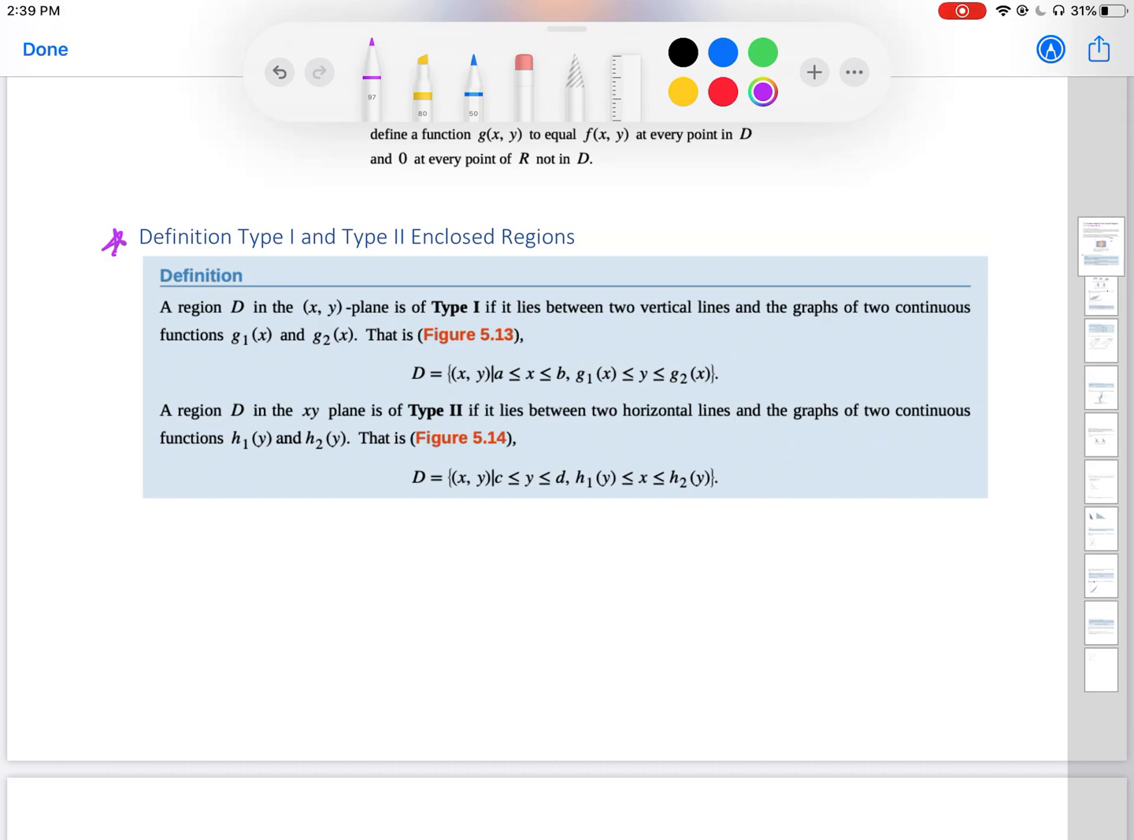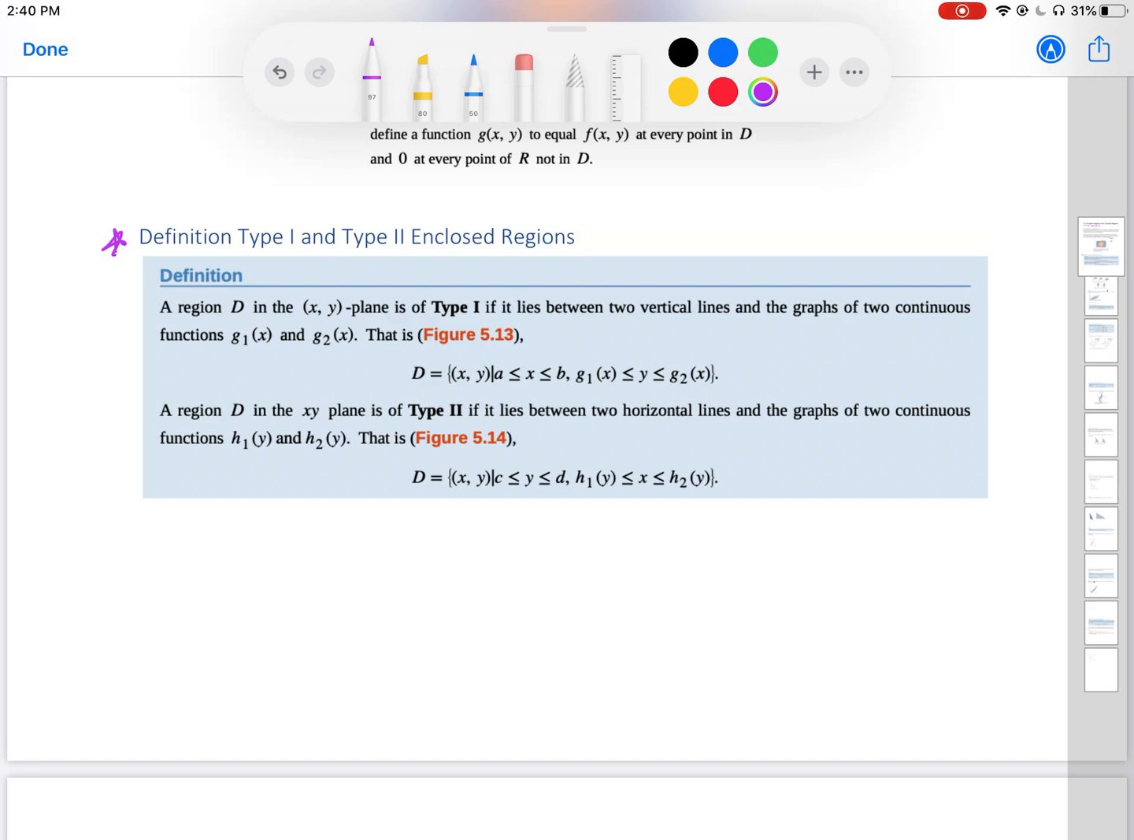So your definition: a region D in the xy plane is of type 1 if it lies between two vertical lines and the graphs of two continuous functions g1 of x and g2 of x. That is, D is equal to (x, y) such that a is less than or equal to x less than or equal to b, and g1(x) is less than or equal to y less than or equal to g2(x).